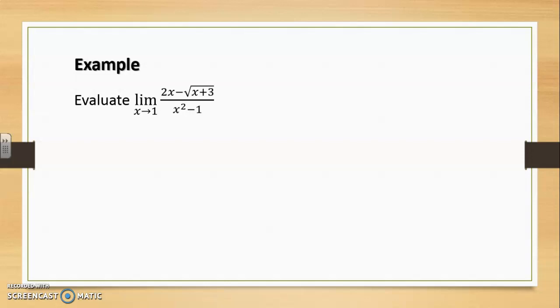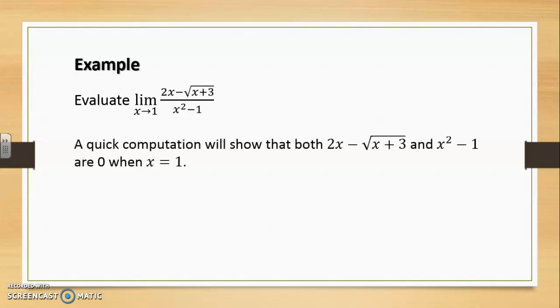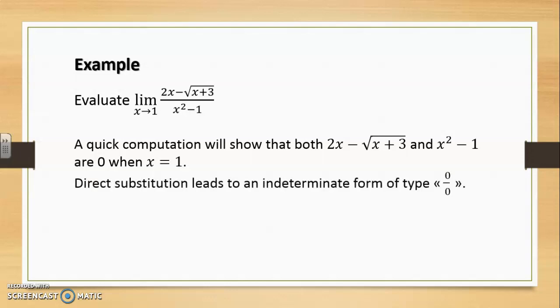For example, let's evaluate the limit as x approaches 1 for the quotient 2x minus the root of x plus 3 over x squared minus 1. As usual, we would attempt direct substitution before thinking of using any methods to find this limit. A quick calculation will give us 0 at both numerator and denominator when x is replaced by 1.